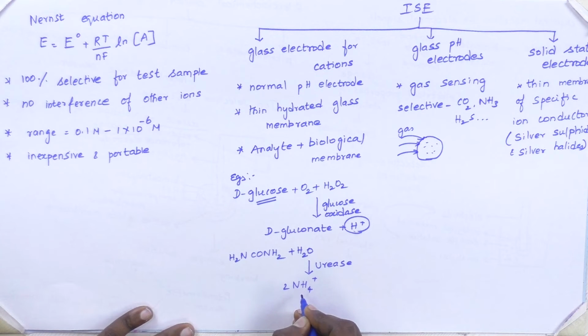The presence of ammonium ions, or the formation of ammonium ions, brings a concentration gradient in the solution. As a result, the potential difference will be changed and the voltage measurement will be altered. This enzyme urease reacts selectively with urea molecules present in the sample. It will not react with other molecules. Thus, if the sample contains only urea, it can react with urease enzyme and produce ammonium ions.